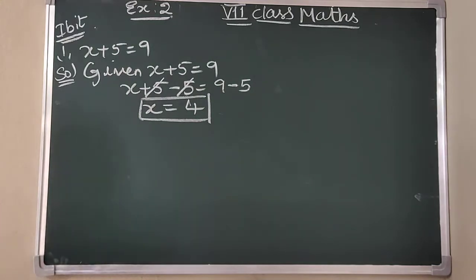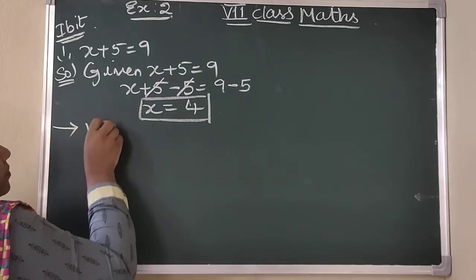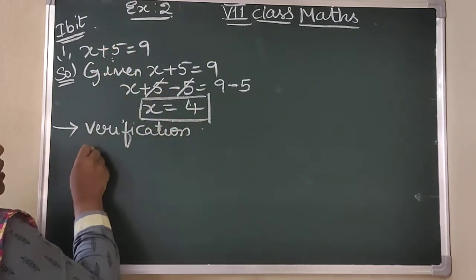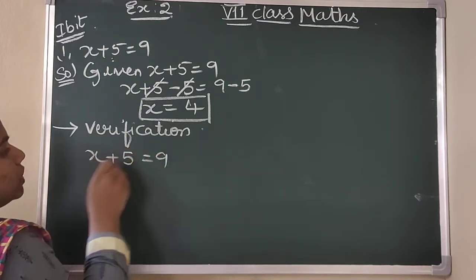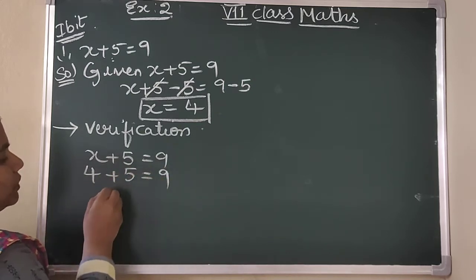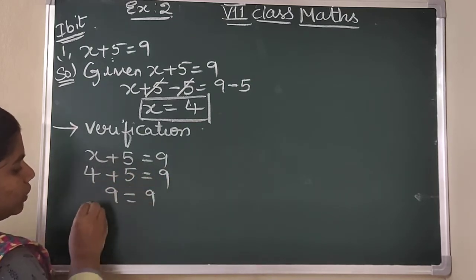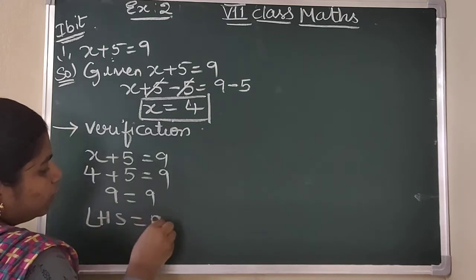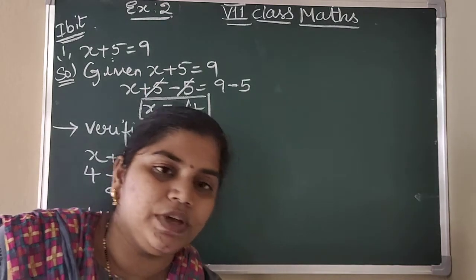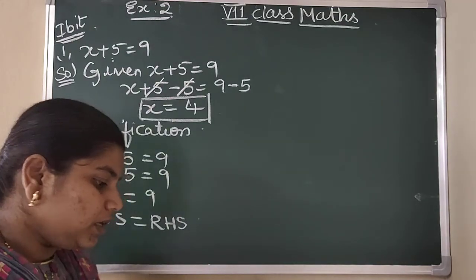So whether this X is equals to 4 is correct or not, we have to check. So what we have to do now? Verification we have to do. That is X plus 5 is equals to 9. So what is the X value we got? 4 plus 5 is equals to 9. 4 plus 5 is how much? 9 is equals to 9. So you got the LHS is equals to RHS. So what we did, that is correct. So whenever the LHS part and RHS parts are equal, what is the answer we got? That will be a correct answer. So next one.